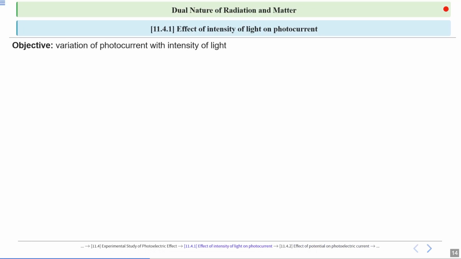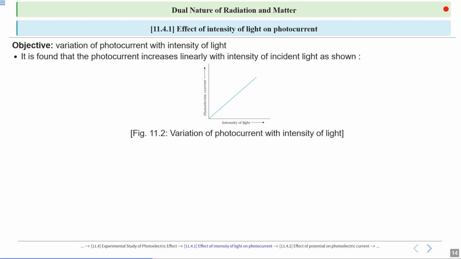So let's look at this graph, which shows that the photocurrent increases linearly as we increase the intensity of the incident light. Notice how the line goes straight up, meaning that if we double the intensity of light, the photocurrent also doubles. This direct relationship is important because it tells us the brighter light causes more electrons to be emitted per second.